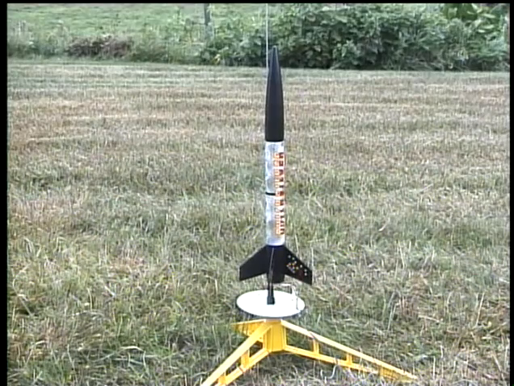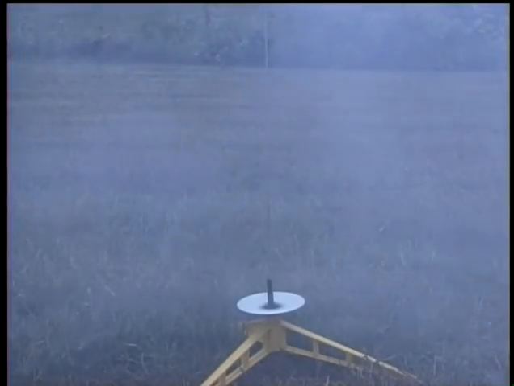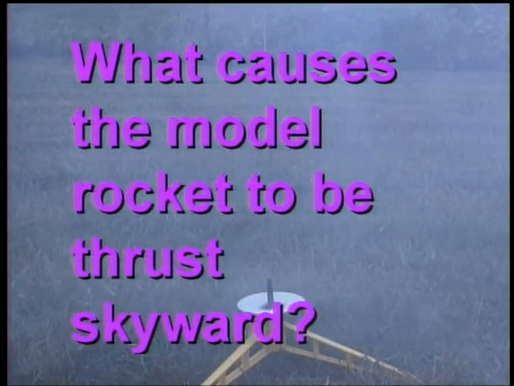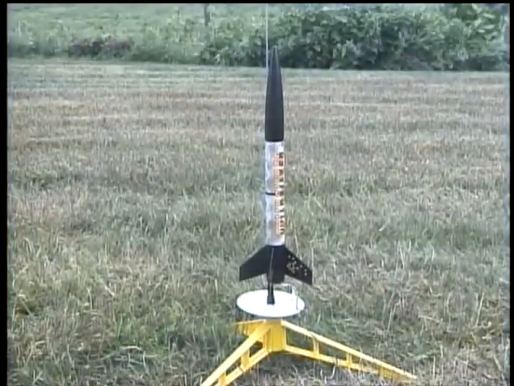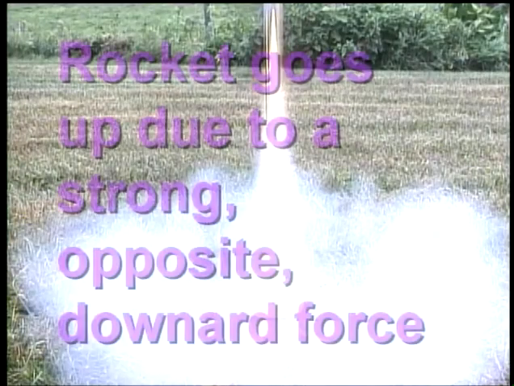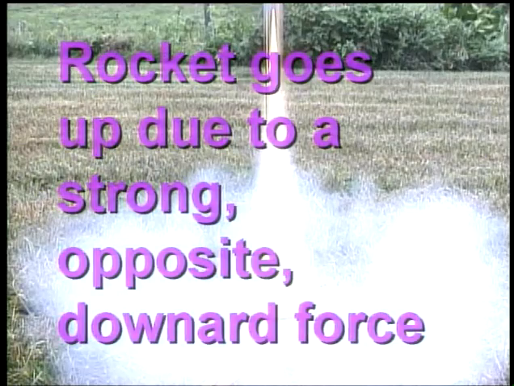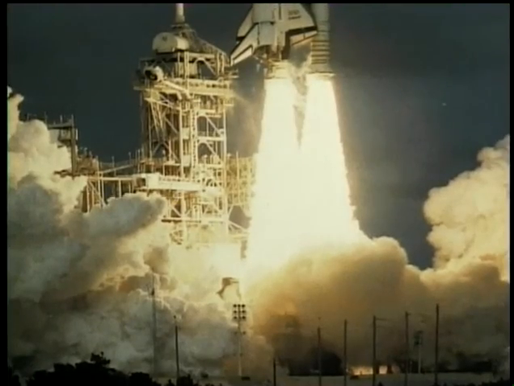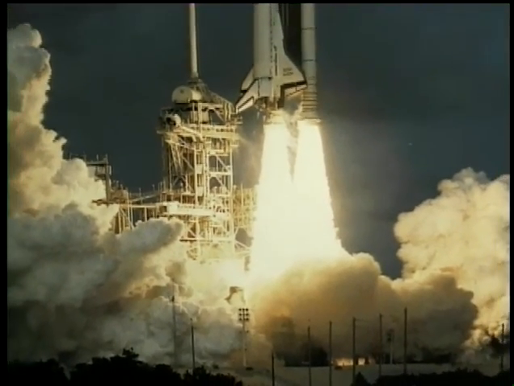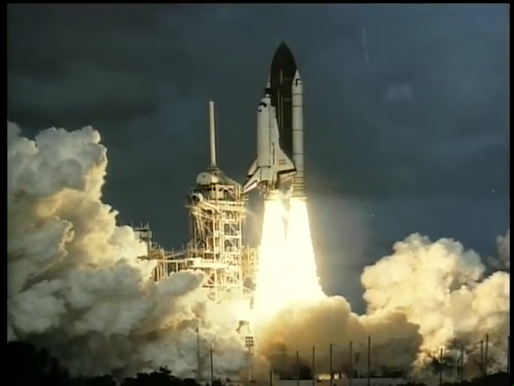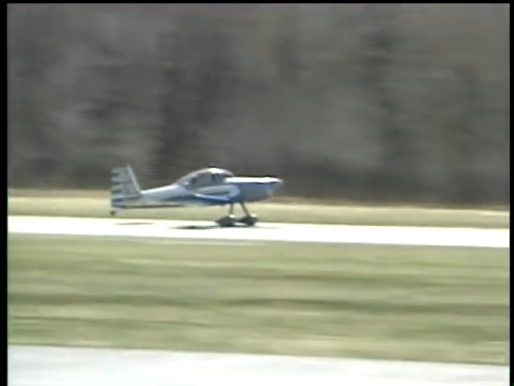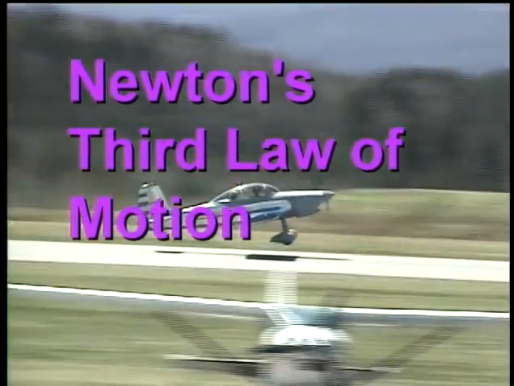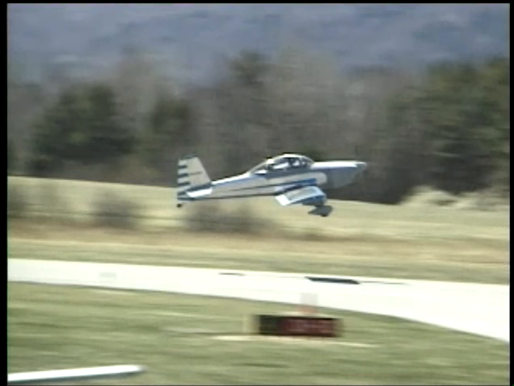You decide. What causes this model rocket to be thrust skyward over 150 feet? The model rocket goes up due to a strong opposite downward force. The same principle is responsible for causing planes to take off and for large rockets to launch into space. These vehicles are propelled skyward as a result of an oppositely applied force. Newton's third law of motion explains this principle.